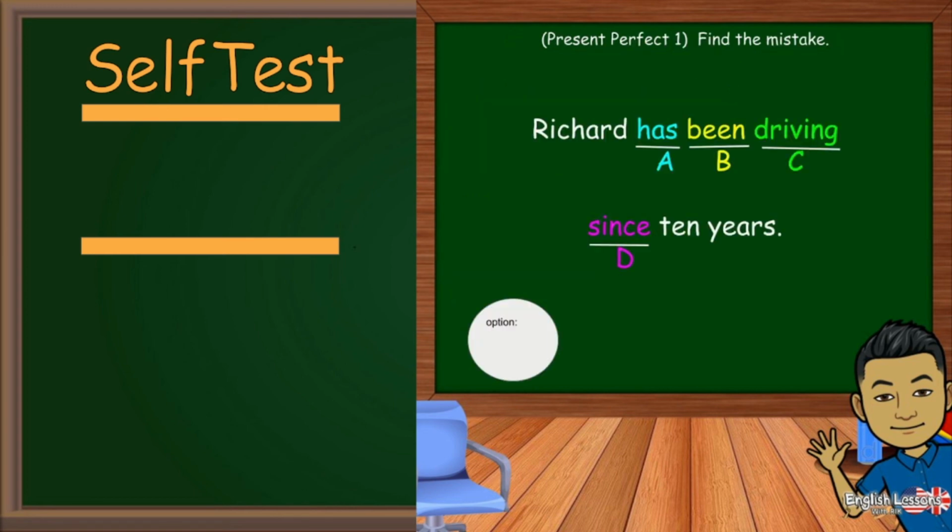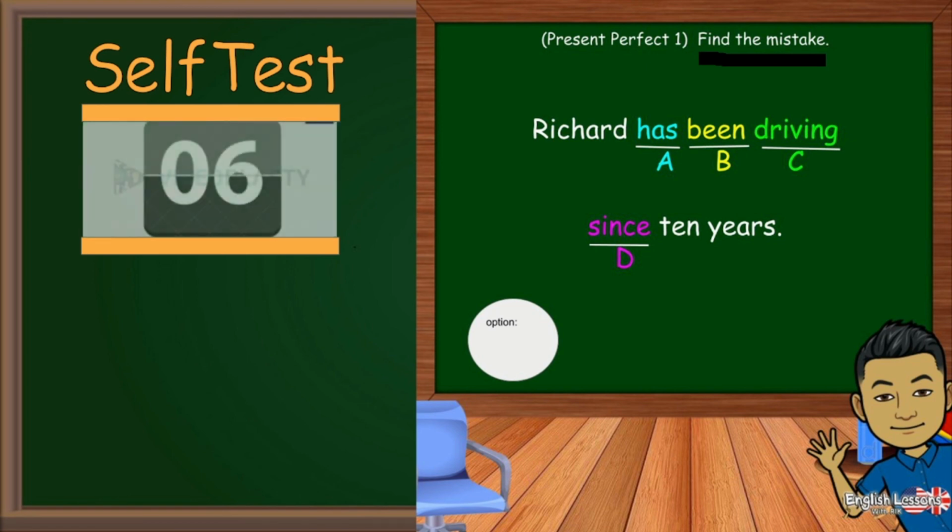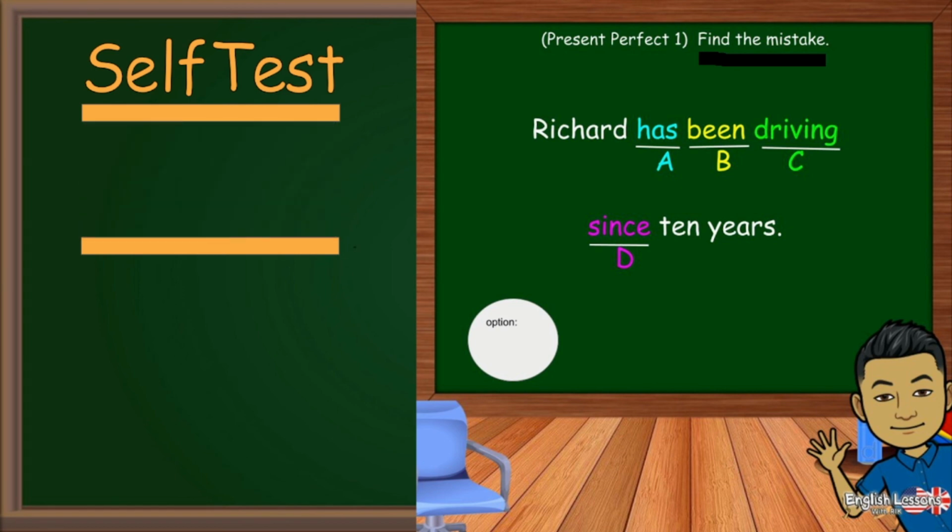And finally, find the mistake. Richard has been driving since 10 years. Where is the mistake? On letter A, B, C, or D? Yes, the mistake is on letter D, because it should be for. For goes with a period of time, in this case, for 10 years.